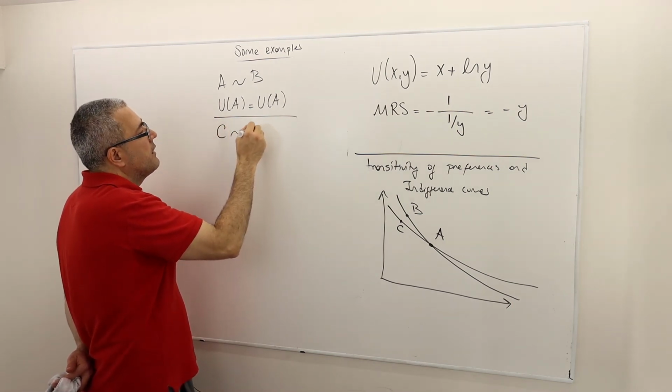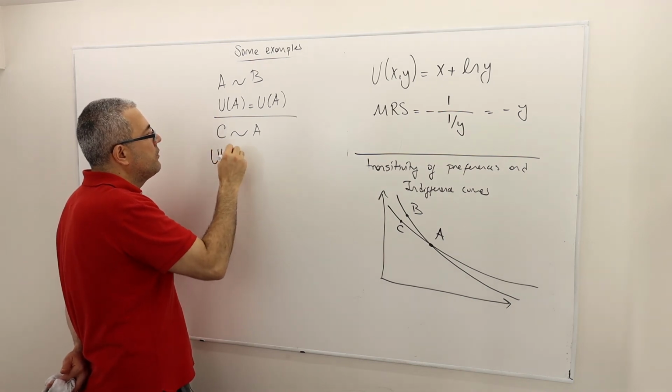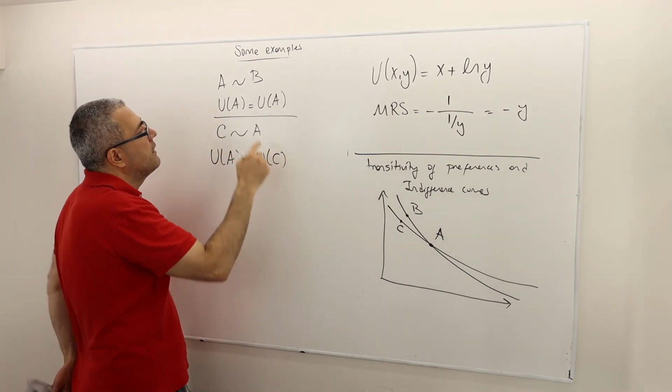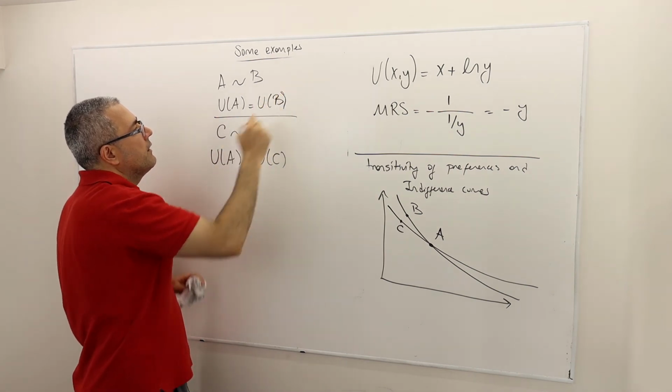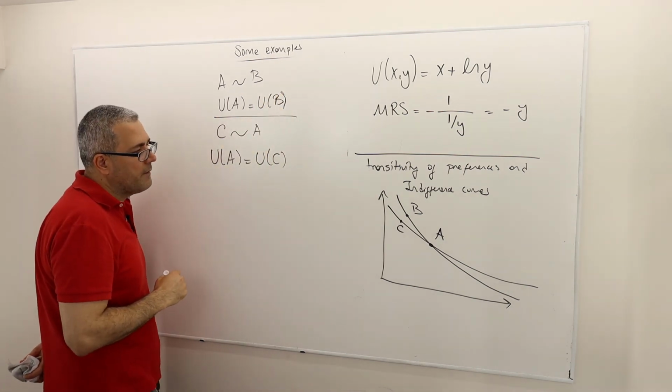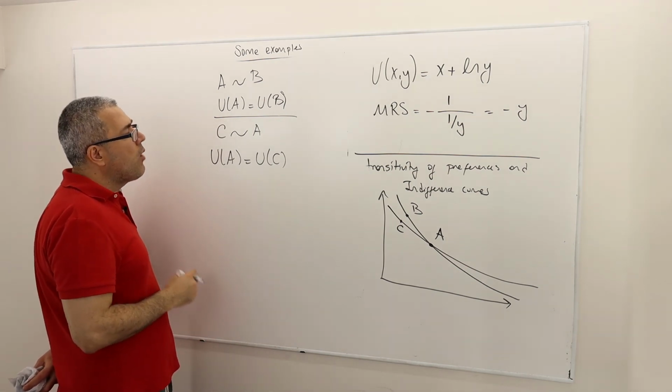That means the agent must be indifferent between C and A. So that means the utility of A is equal to the utility of C. Sorry, this should be the utility of B, right? The utility of A is obviously equal to the utility of A. Stupid mistakes. Well, then, what else do I know?